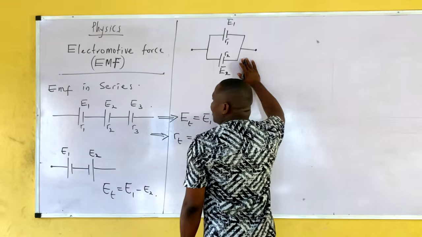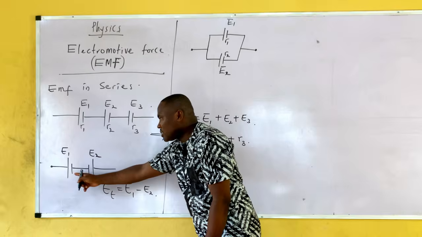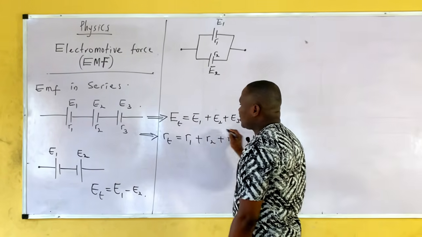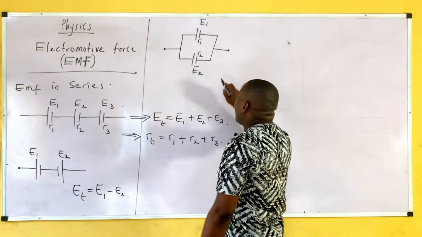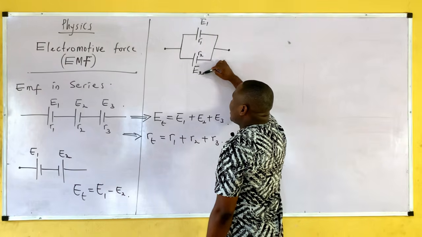This is in parallel. Now, take note, for this we still use the same case. We use this to do the total internal resistance. Now, what is the E total in parallel?